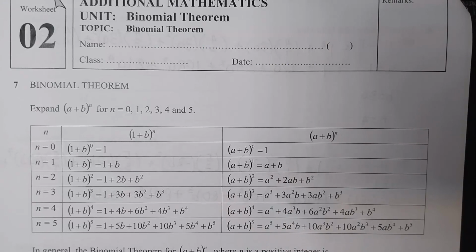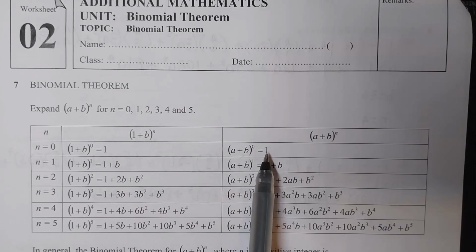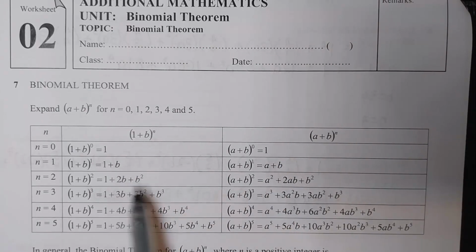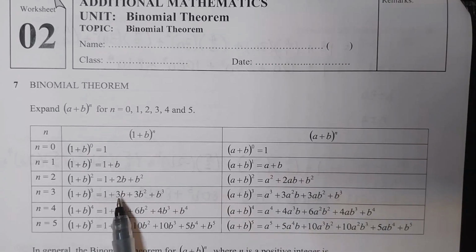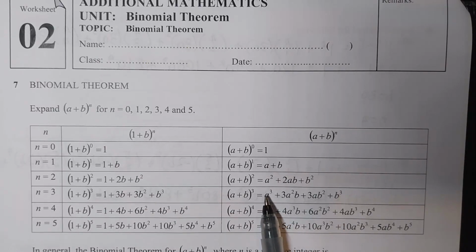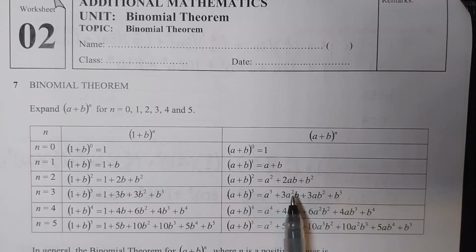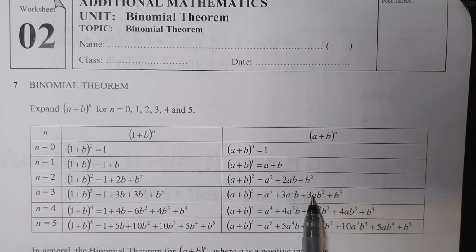Do you realize the pattern again? Yes, you realize that the coefficients remain the same. The only difference is you have inserted some values of a here. So what it means is, in this case here we have 1, 3, 3, 1. Here we also have 1, 3, 3, 1. But we also see that we have a cube, a square, and a. For the power of 4, we have a power 4, a power 3, a power 2, a power 1.